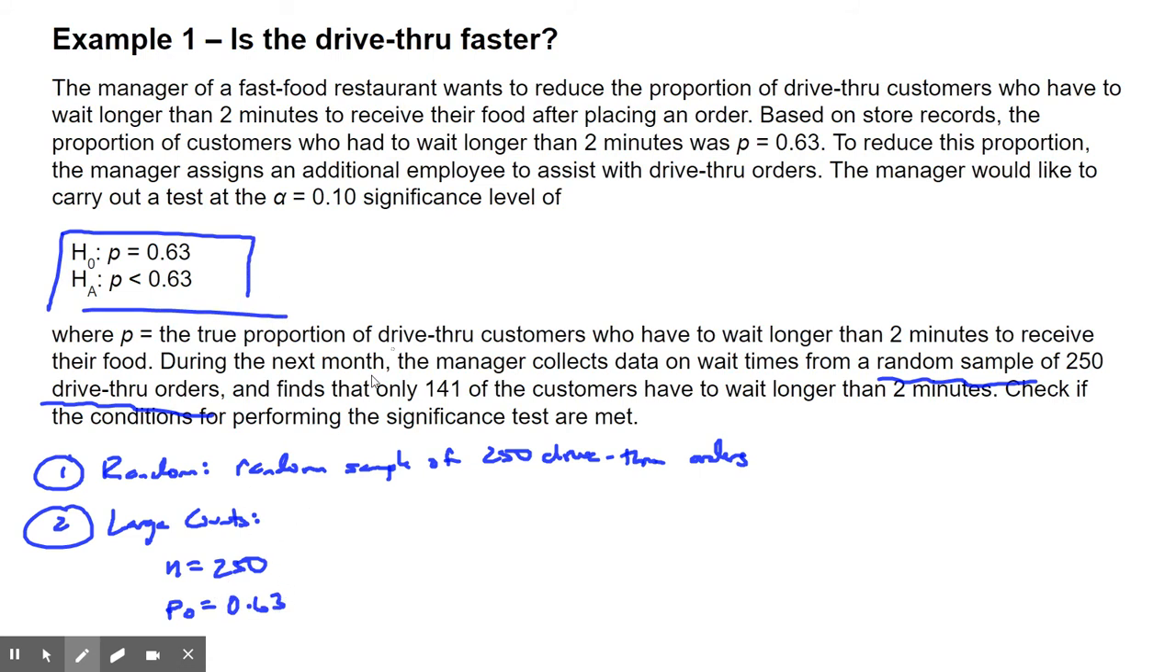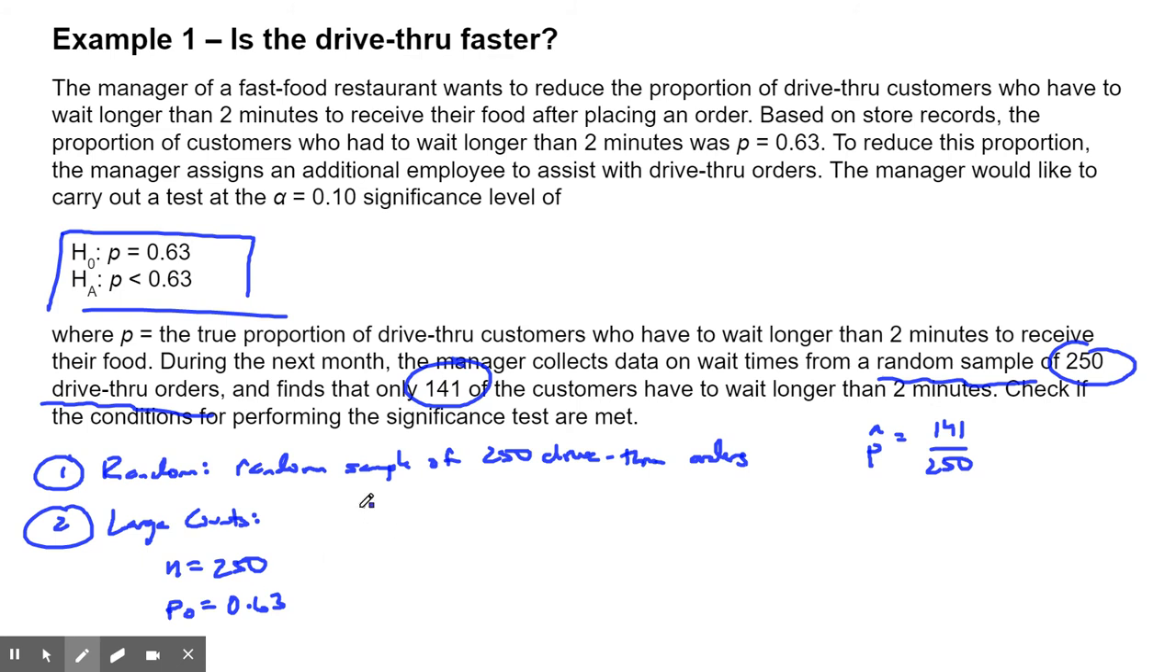Now, you might have said to yourself, well, shouldn't I calculate this 141 divided by 250? That is your sample proportion, p hat. We're not doing that, okay? We're not doing the last section or the last chapter where we use the sample value. We are going to work with the null value, so 0.63.